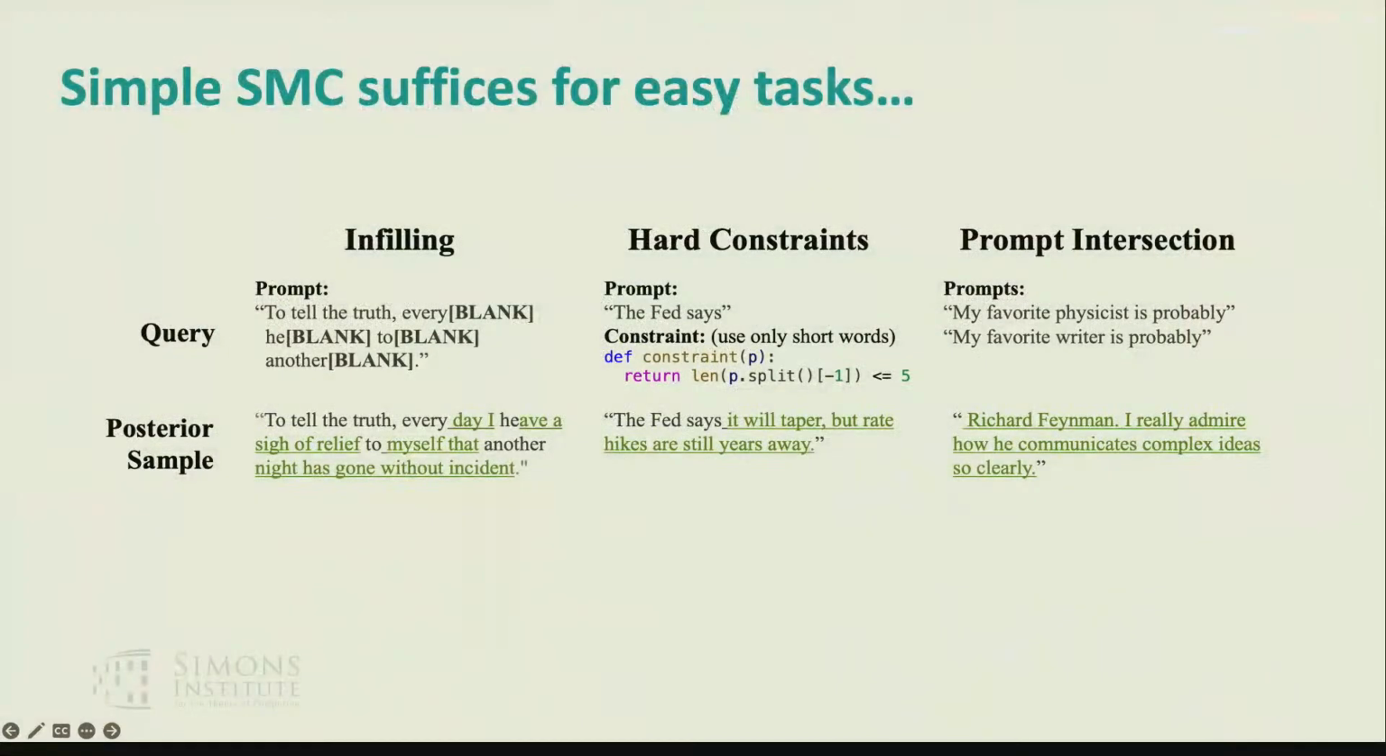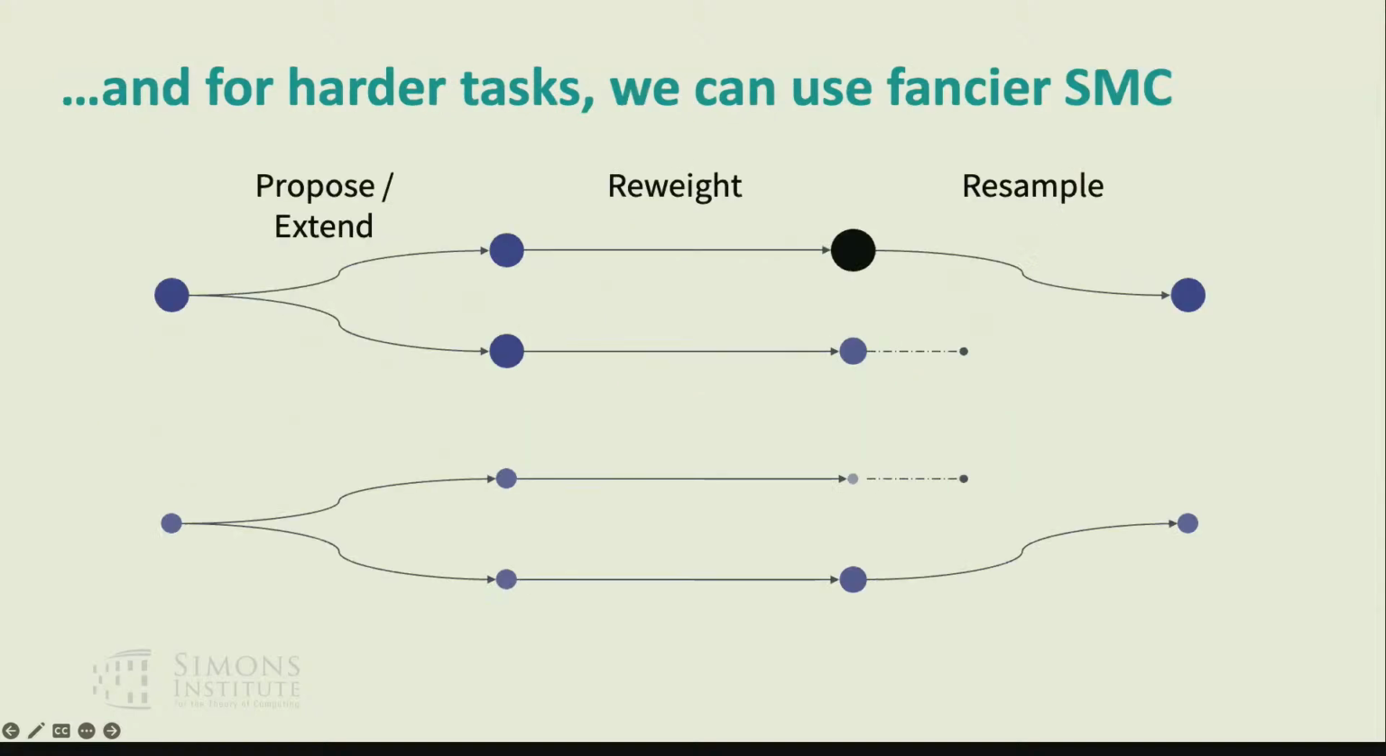And for infilling tasks, we get a variety of samples that fit semantically and syntactically with the text, but infilling tasks can be made much harder than this one. So I don't want to claim that this method yet solves all these infilling tasks. So for harder tasks, we think we're going to need to use fancier sequential Monte Carlo algorithms.